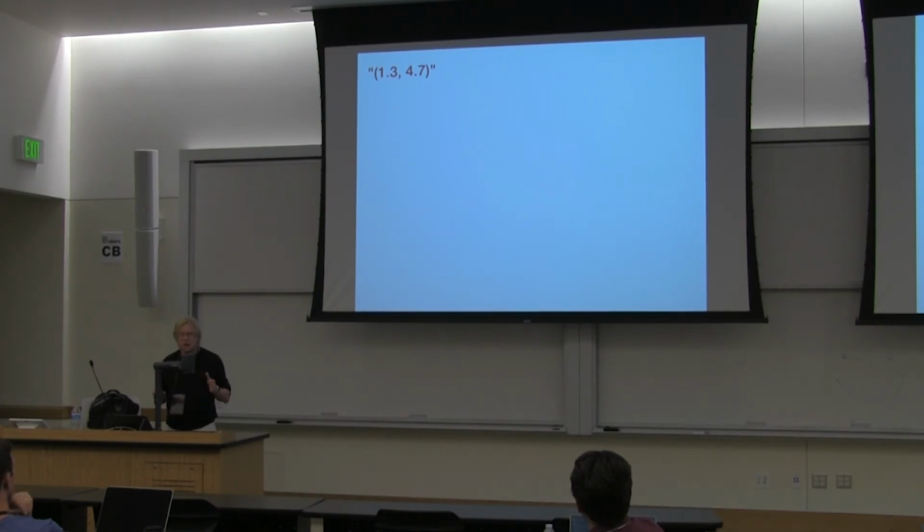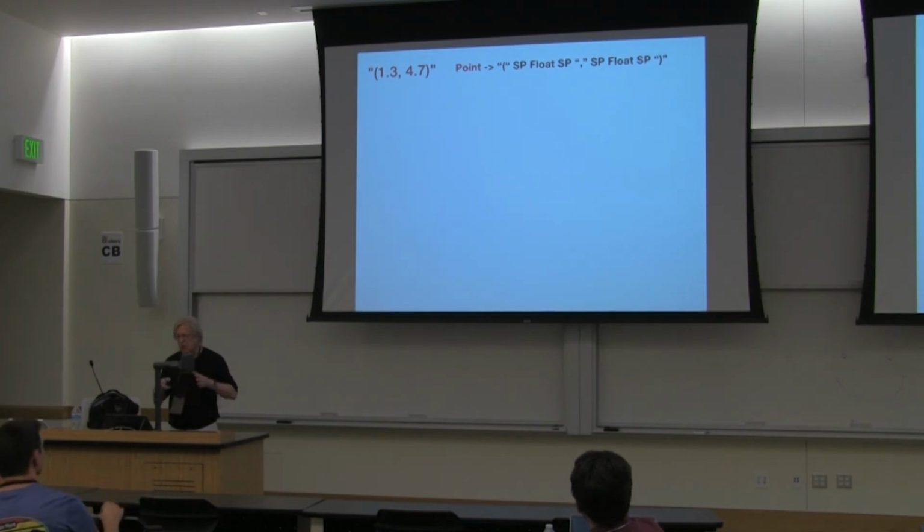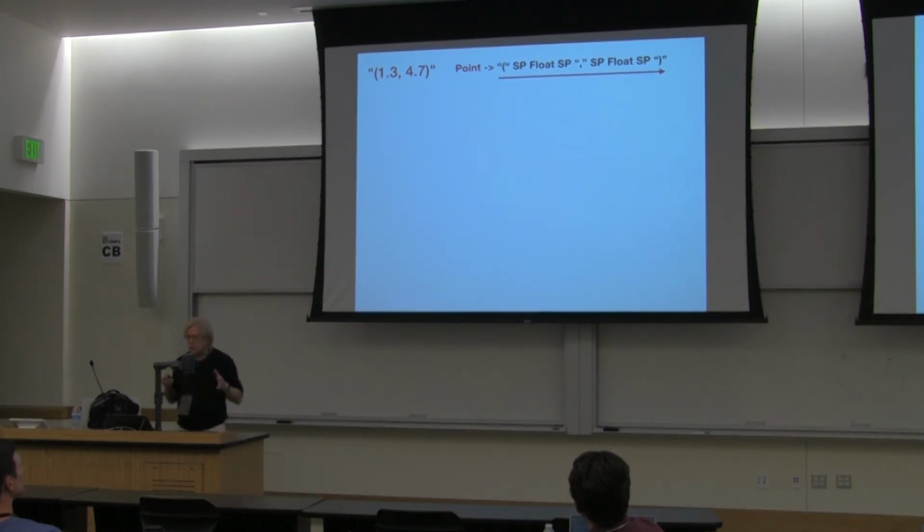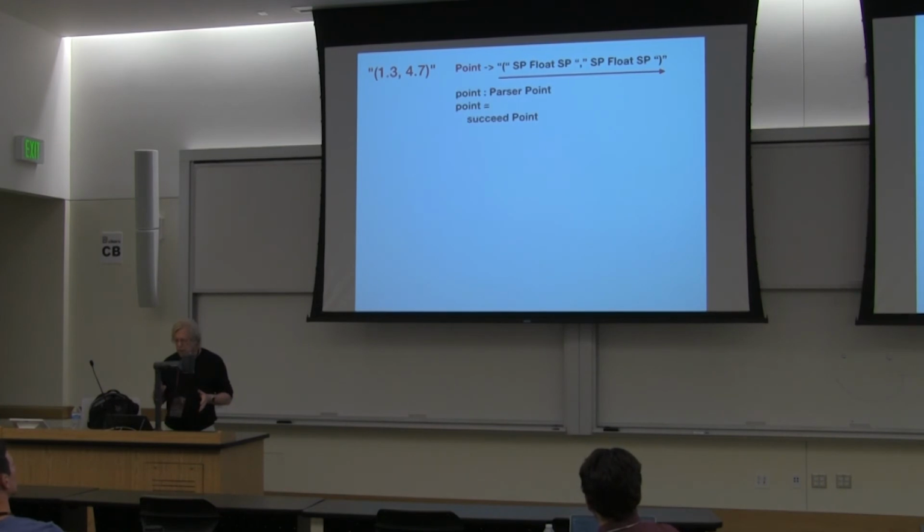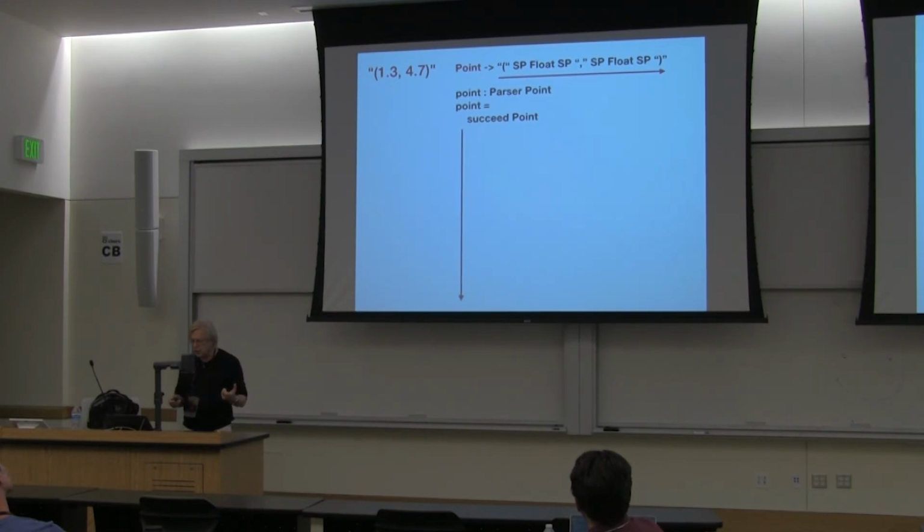So here's a slightly more elaborate and more conventional way of representing a point in the plane. There's the associated grammar. A point gets derived to a sequence of things: left paren, space, float, etc. According to my rule, I should be able to write down a parser definition for this by just reading this definition and translating it in the right way. So I'm going to begin with succeed point. That corresponds to the left-hand side of the production. And then I'll write down my little parser pipeline.